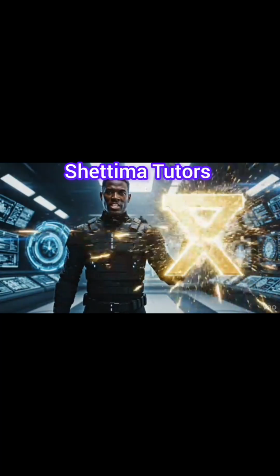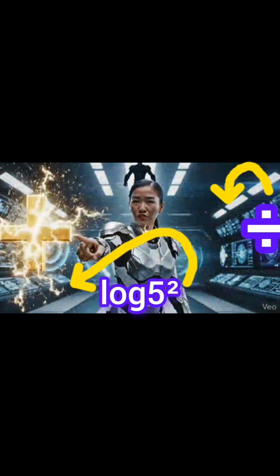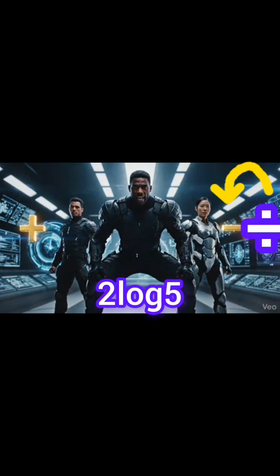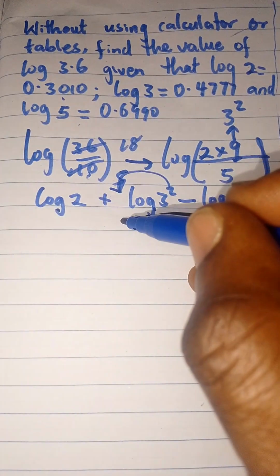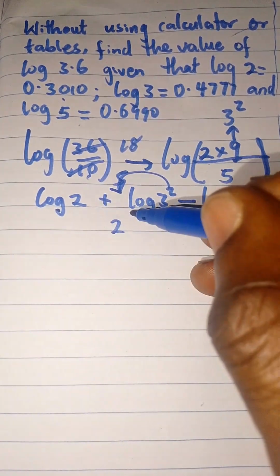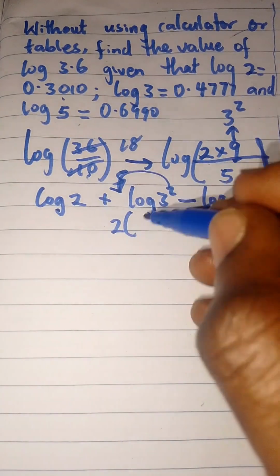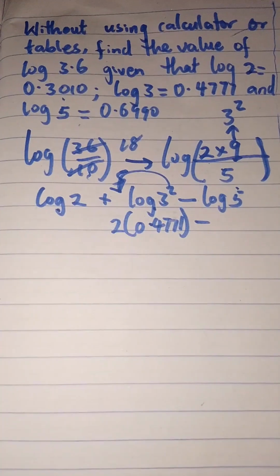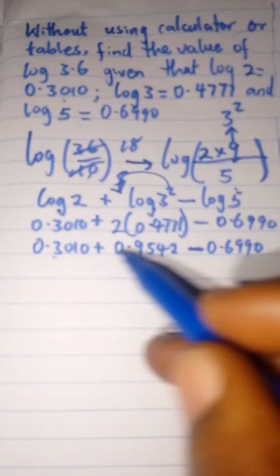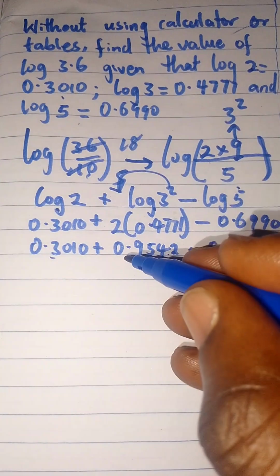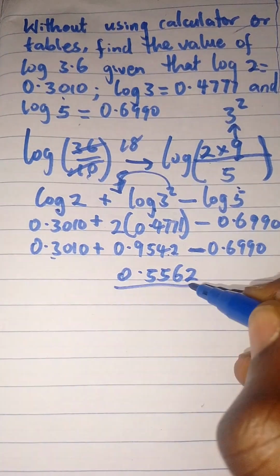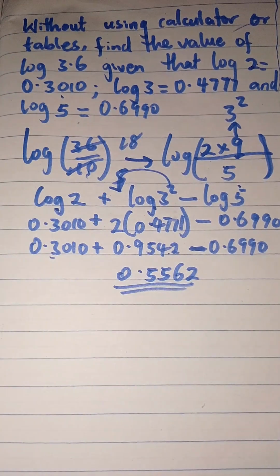Written as 2 log 3, that's 2 times log 3 here, which is 0.4771, minus log 5. So when you add this and then subtract this, you are going to get 0.5562. This is my final answer without using a calculator or tables.